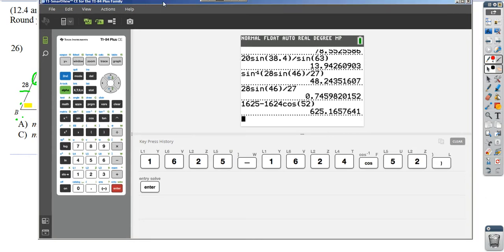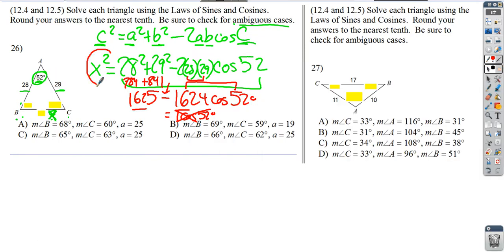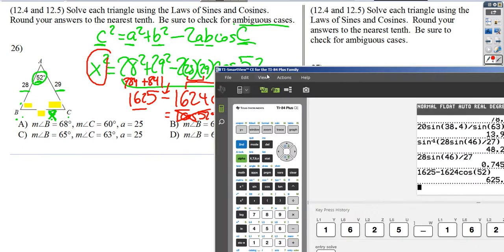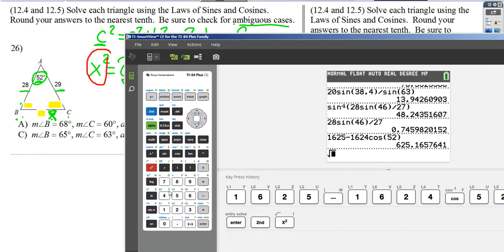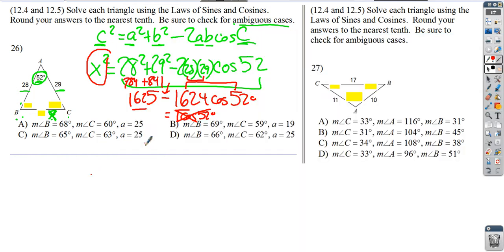We're going to get 625, and that's equal to this number squared, so we want to square root that. We do second, square root of the answer, and we wind up with 25. That's a problem because all three of these sides would be 25, but at least we know this side is 25. Now we need to do some other stuff.